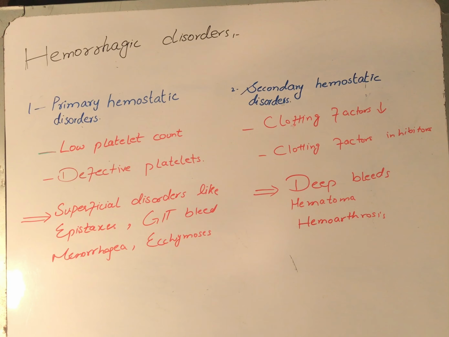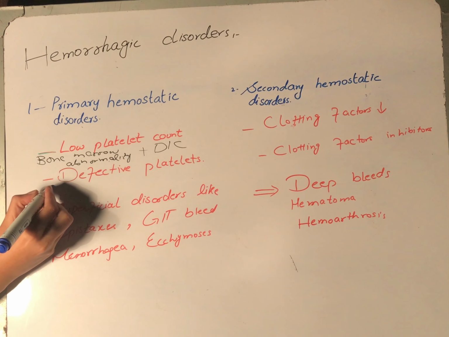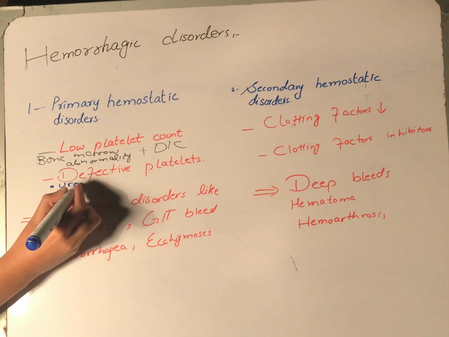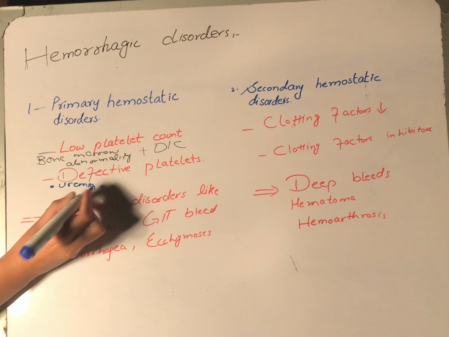Now, platelets are defective in how many cases? There are a number of cases in which platelets become defective. For example, the first one is uremia. What is uremia? It is the buildup of toxins due to kidney failure. There is end-stage kidney failure and the kidneys are not washing out our toxins. So there is accumulation of toxins in our body, and these uremic toxins will make our platelets defective.